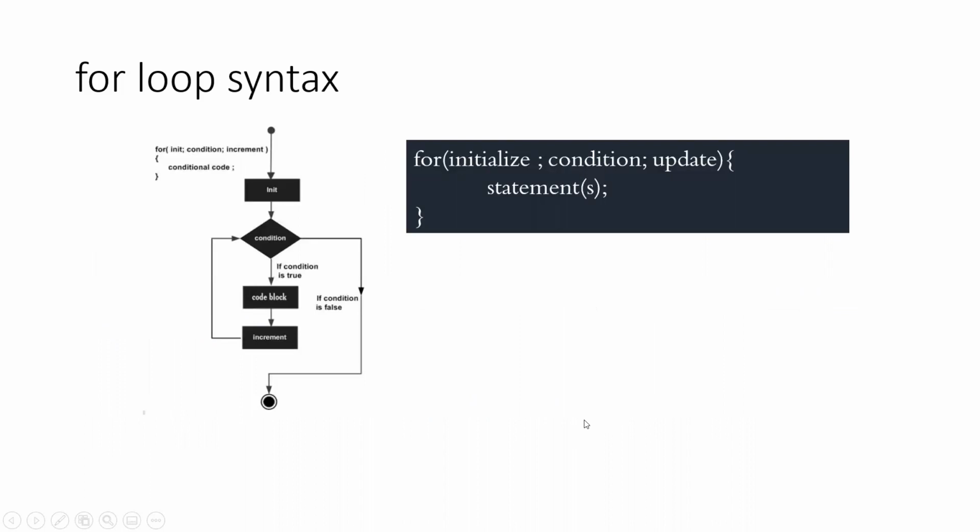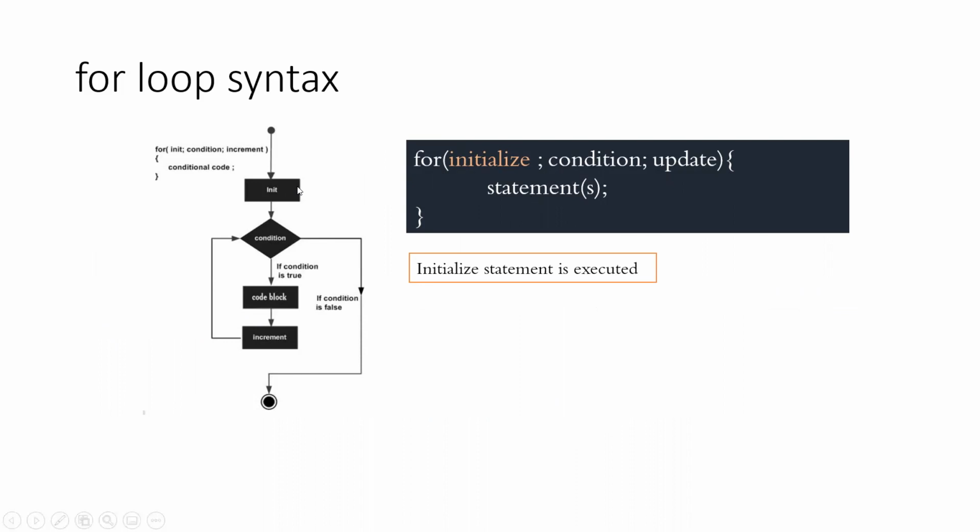You have the for keyword, and inside your parenthesis is the initialization, the condition, and then the update, and inside you have the block of statements. So this is how it works. We first initialize the statement. As you can see in the flow chart, it's basically just the same as your while loop.